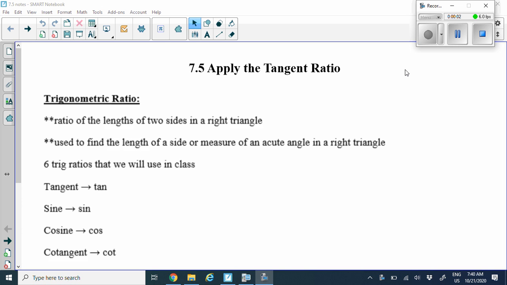Hey guys, so here is part one of the 7.5 notes. We are now going to get into our different ratios. Today we're going to be talking specifically about tangent ratios.